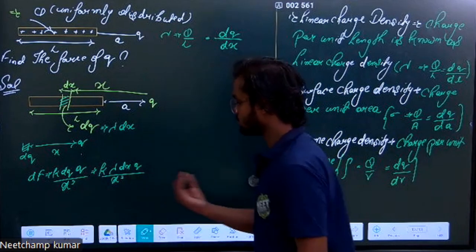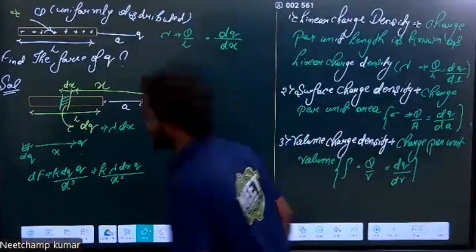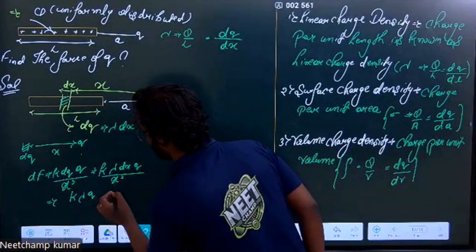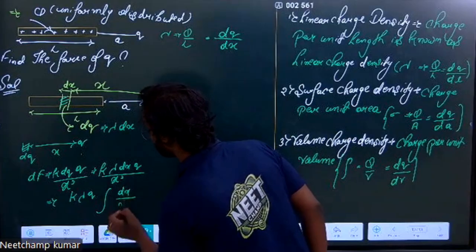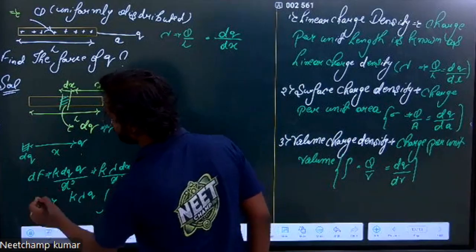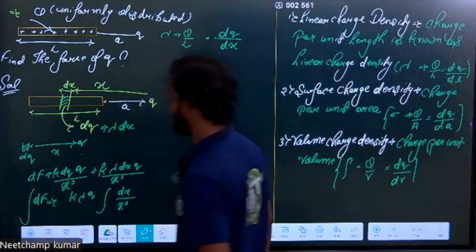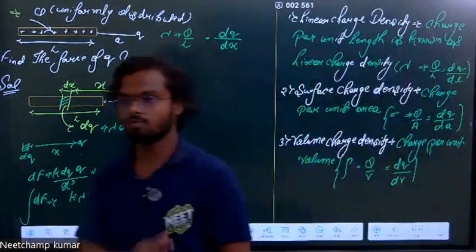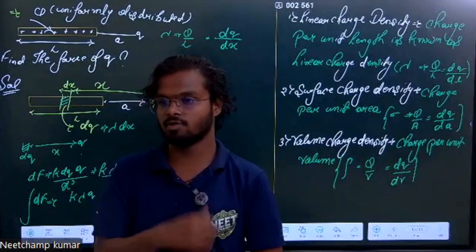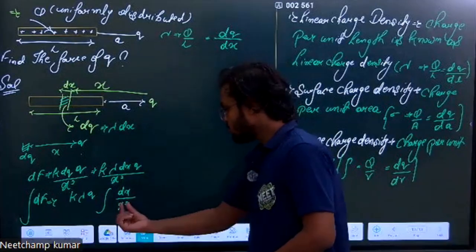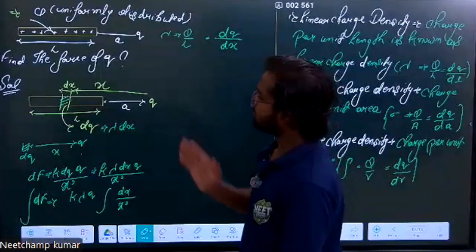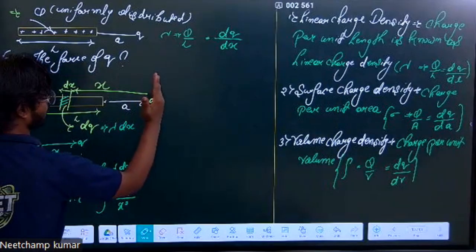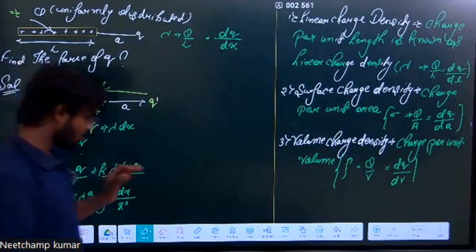Whatever is constant, just take it outside. So it will become k lambda q, and integration. To get the total force, since this is a small force, we have to integrate on both sides. Now the important question is, what is the limit of integration? We are integrating for x. X is moving from this point to this point. So what should be the limit of integration?